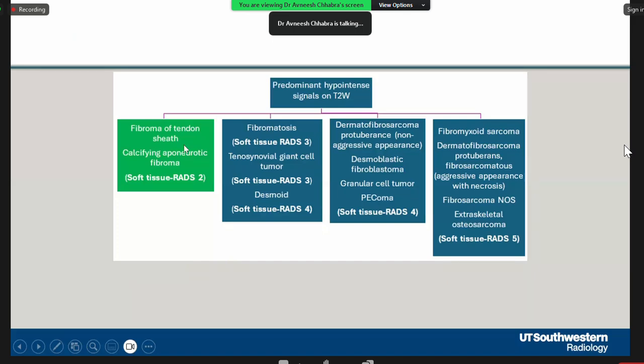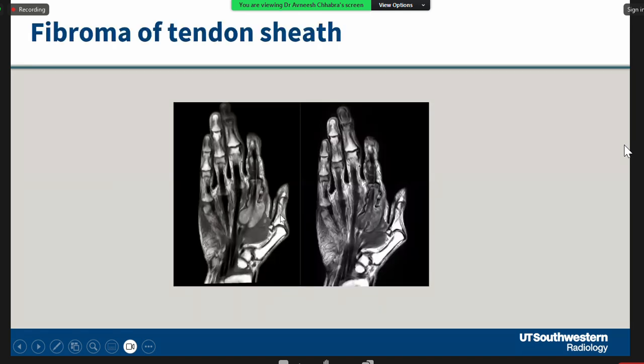So here you have fibroma, calcifying aponeurotic fibroma. These are classic locations and appearances versus fibromatosis, TSGCT, desmoid. Now you're getting into 3s and 4s versus malignancies. So these go into 4 and 5, so intermediate grade and then malignancies. So here's a fibroma of the tendon sheath.